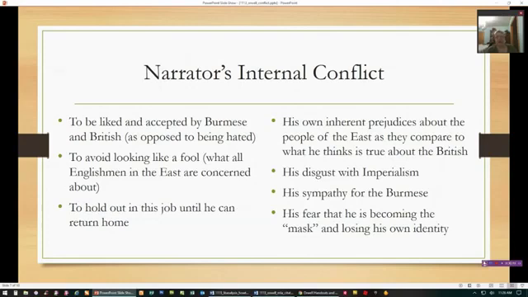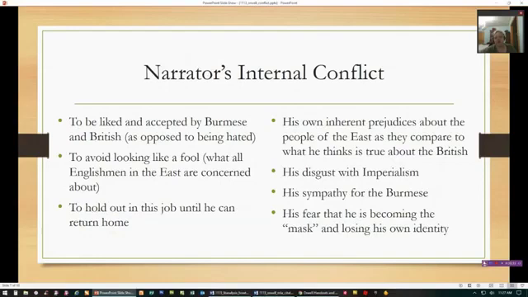He hates it. He says he can't even express fully how much he despised this job that he had, and his whole purpose was just to get out as soon as possible. He does have conflict with his own inherent prejudices about the people.